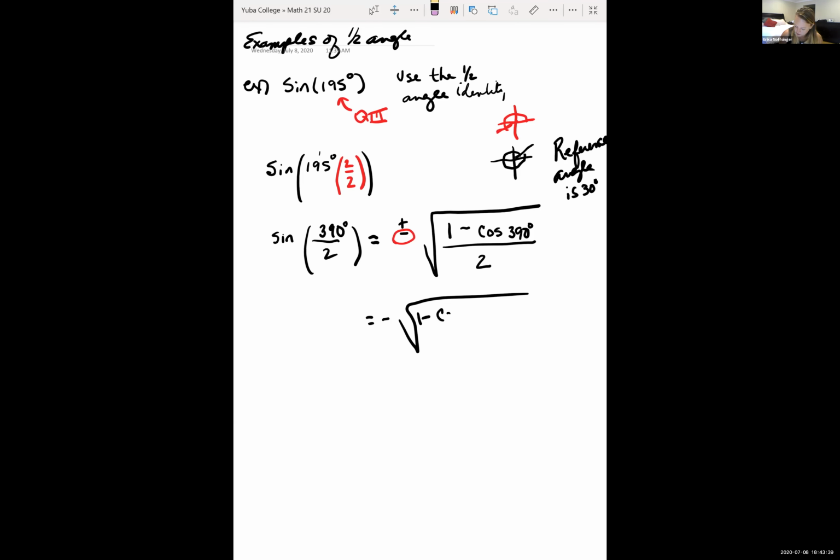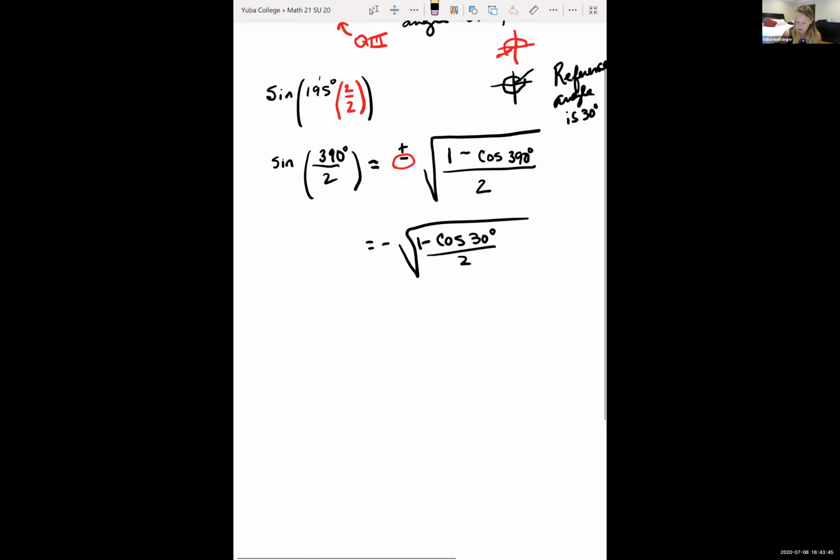minus cosine of 30 degrees all over 2. So this is equal to negative square root of 1 minus, well, cosine of 30 degrees, that's root 3 over 2. And then we have that whole thing divided by 2, where everything is under the radical.